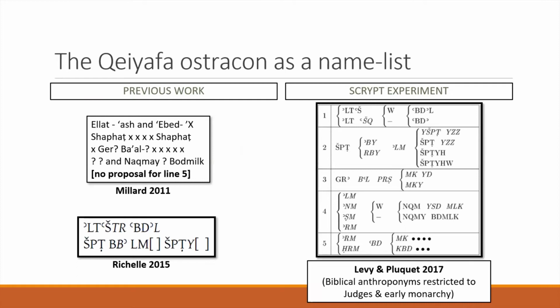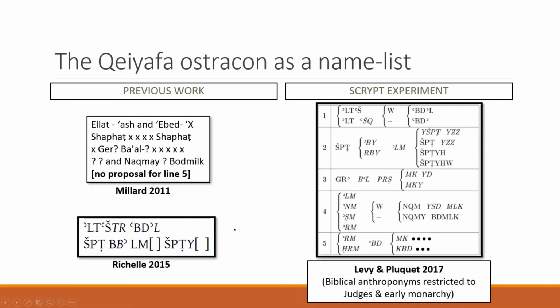So in order to test the tool, we wanted to check if it can help us to find names. There were two previous works that said that the Qeiyafa Ostracon is probably a list of anthroponyms, a list of personal names, because it's a genre that is very well attested in later ostraca, like the Arad ostraca that Shira talked about. So Millard in 2011 proposed some names: Elat Ash, Eved something, Shafat, and again Shafat, Gerd and Baal something, Nakmai, and Bodmilk. And for line 5, he didn't propose anything. But you see there are still a lot of missing names here and there, and nothing for line 5.